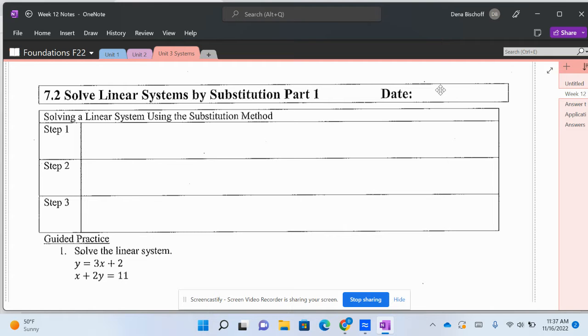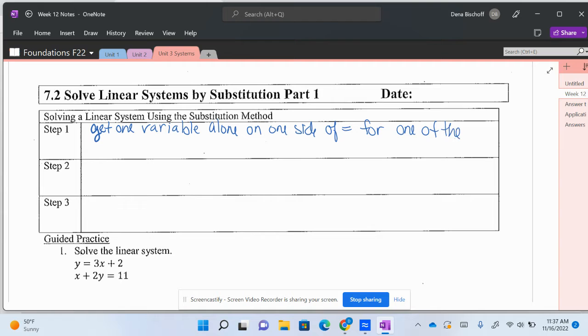So we're going to use substitution. I want to talk to you about what the substitution method is. The goal here, the first thing that you want to do, is get one variable alone on one side of the equal sign for one of the equations. I'm going to say that again. You want to get one variable alone on one side of the equal sign for one of the equations.